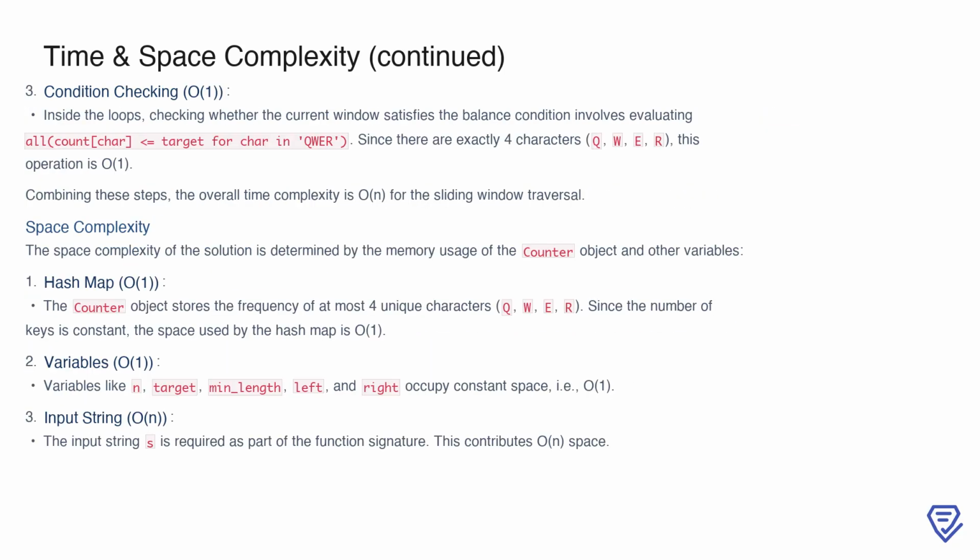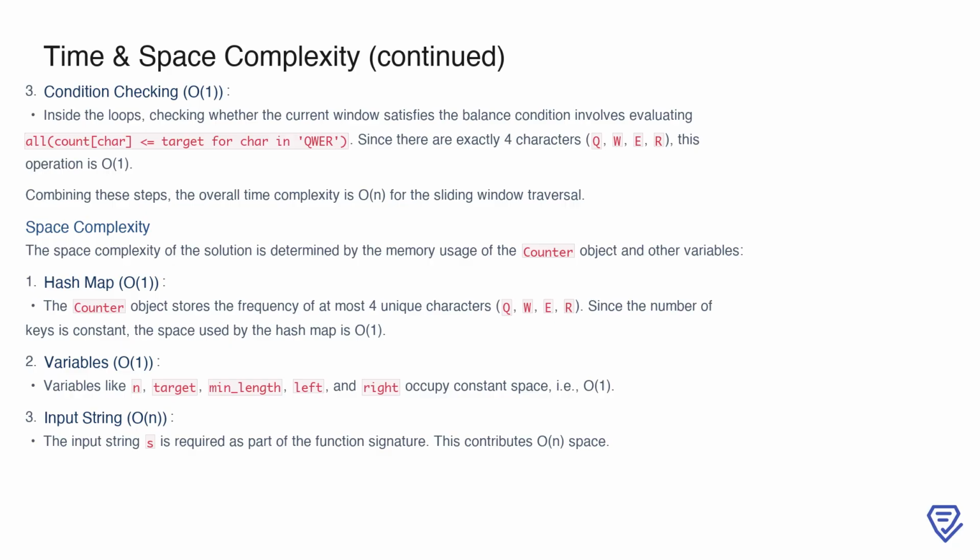Now, within the sliding window traversal, we also check if the current window satisfies the balance condition. This involves evaluating whether each of the 4 specified characters Q, W, E, and R meets the target count. Since there are exactly 4 characters to check, this operation is constant time, or O(1). When we combine all these steps, the total time complexity of the algorithm is O(n).